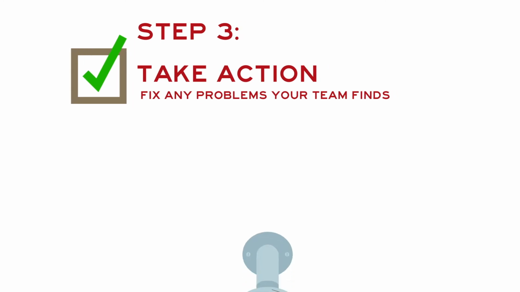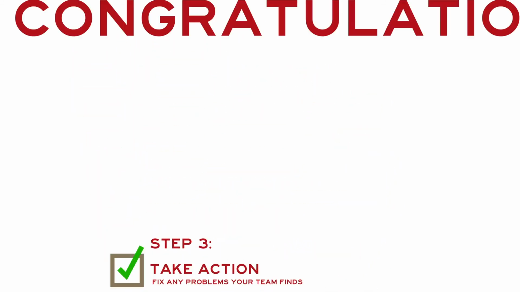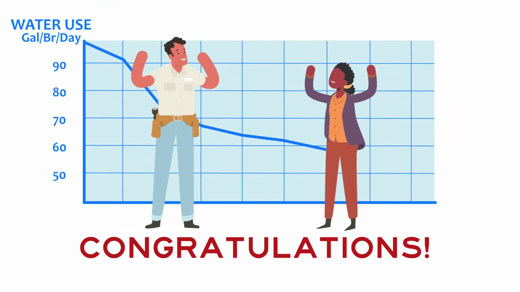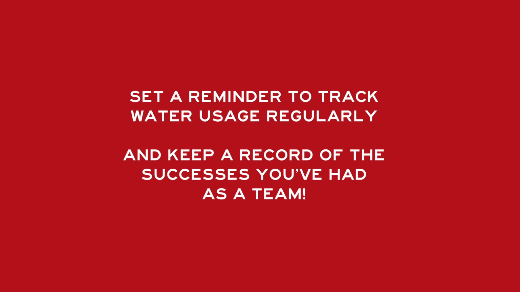Step 3, take action. Fix any problems your team finds. Congratulations! Your building is on the path to less expensive water bills. Set a reminder to track water usage regularly and keep a record of the successes you've had as a team.